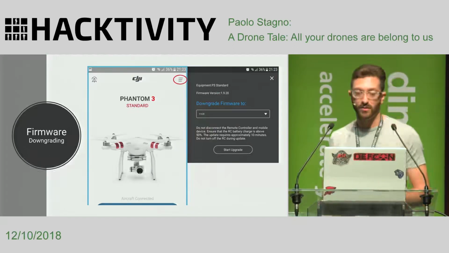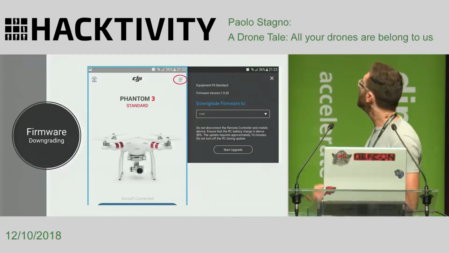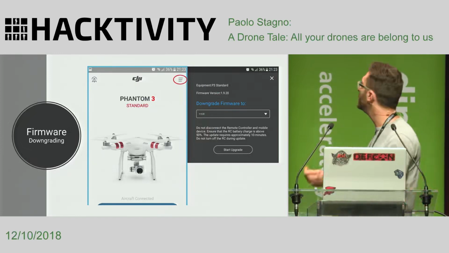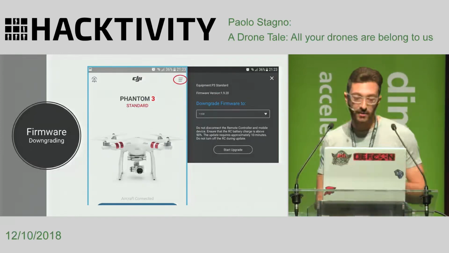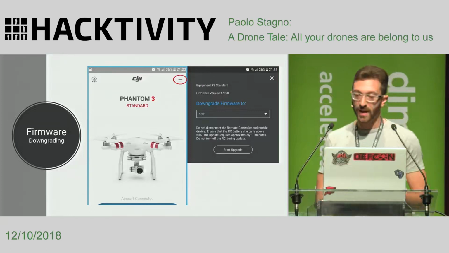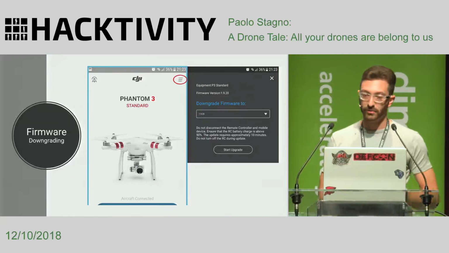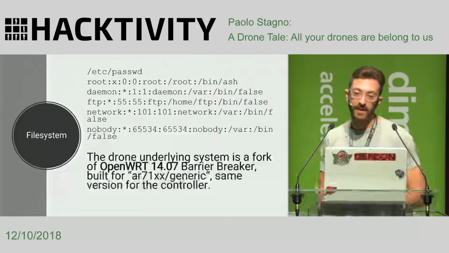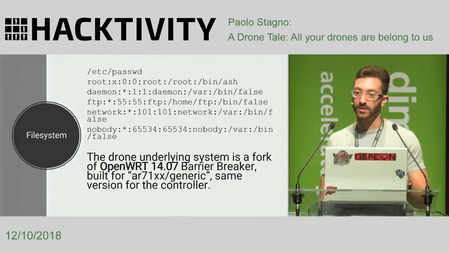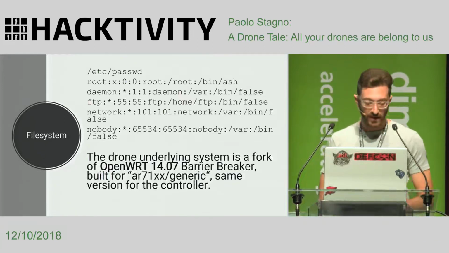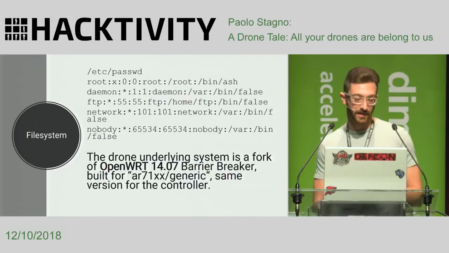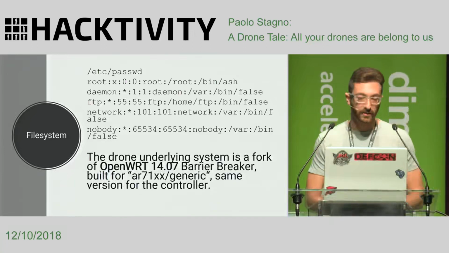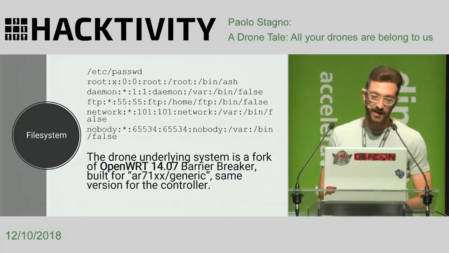So even if it's not documented, I found out that if you press these 3 small lines in the application, basically a new menu will pop out and you can downgrade the firmware. So I downgraded the firmware from the last version to a previous one. And when I downgraded the firmware, I was able to traverse the file system using the FTP. So the FTP was not chrooted anymore, and I basically downloaded the entire file system and started its analysis.